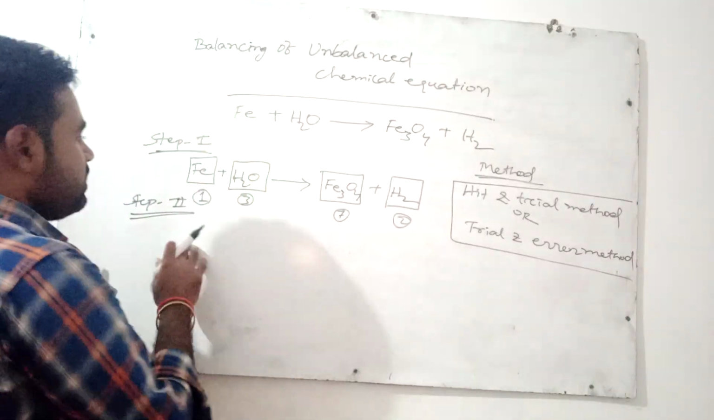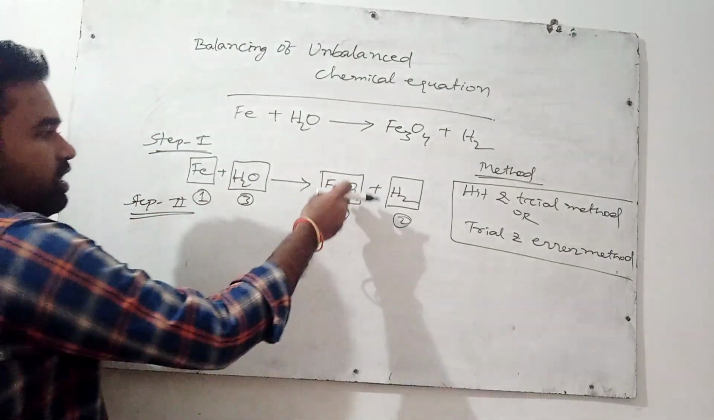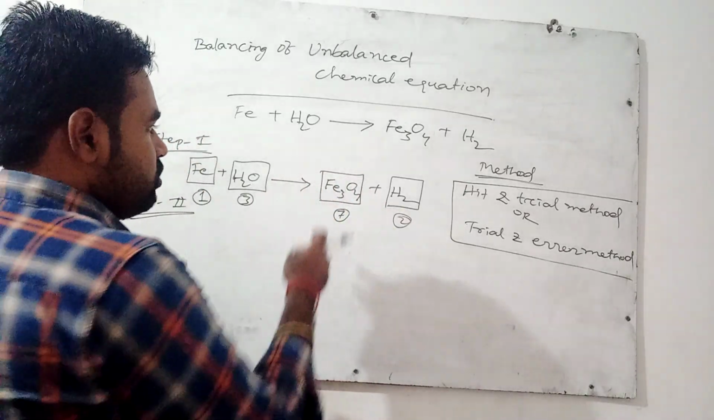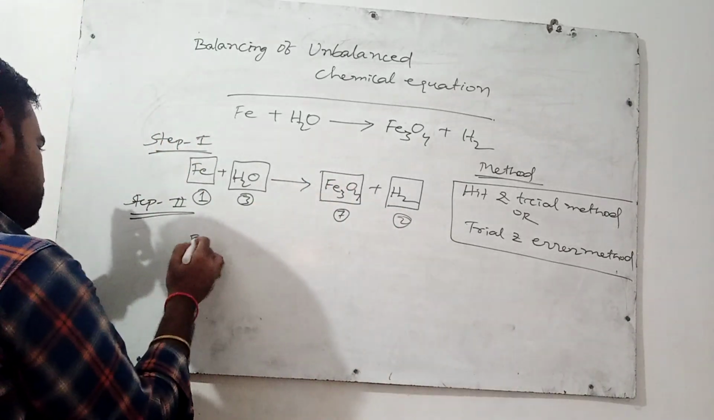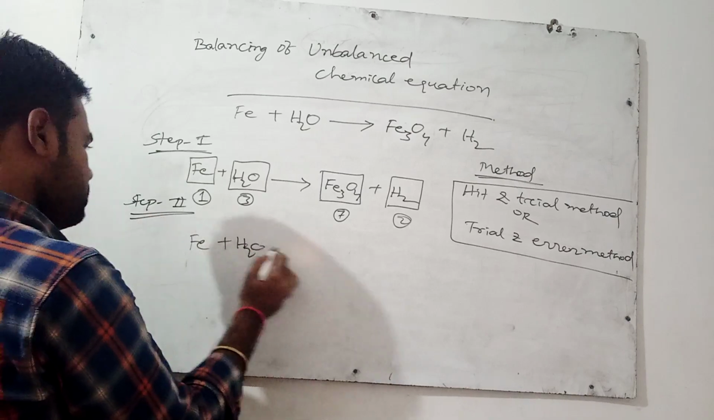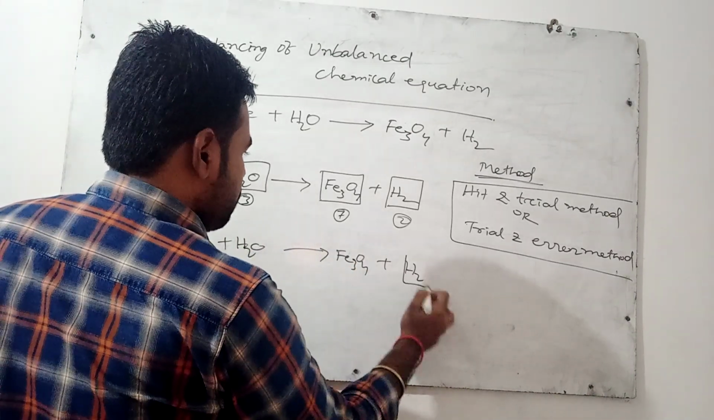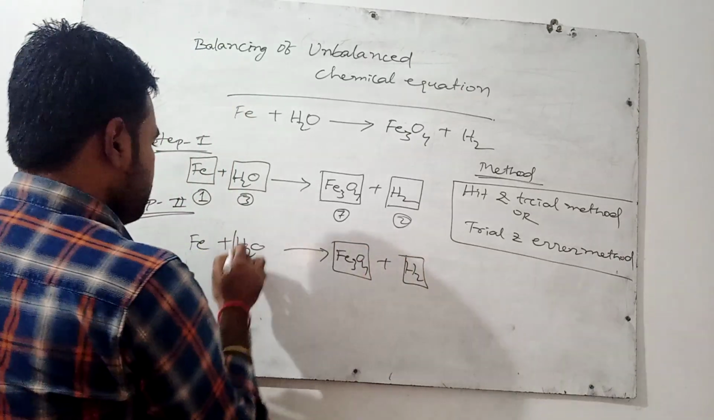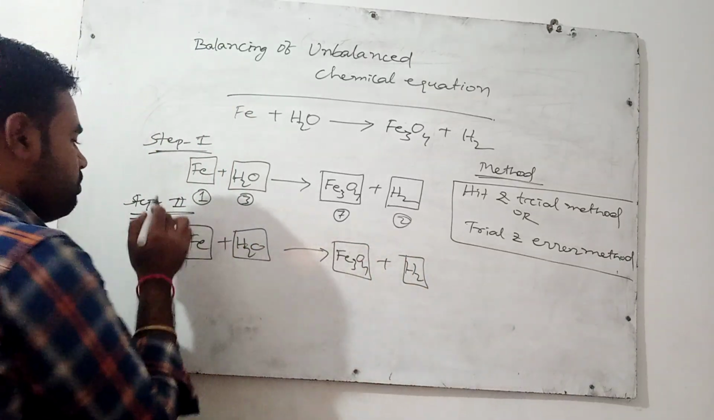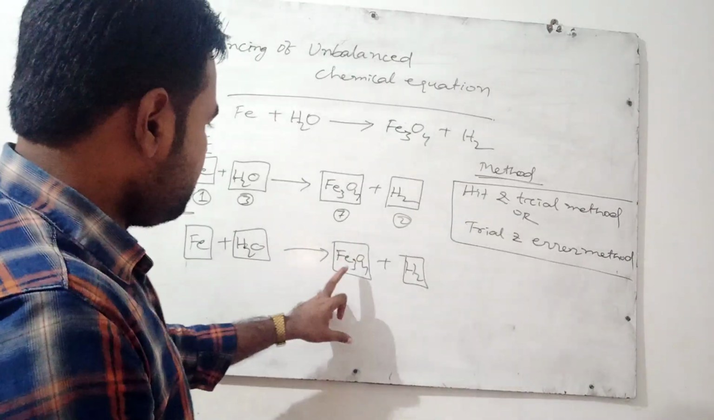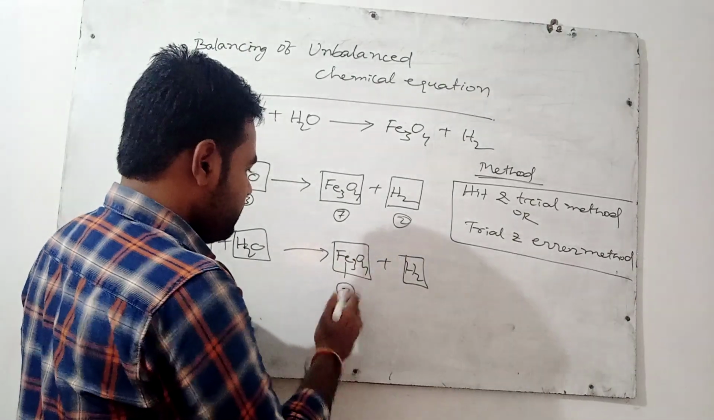So in step 2, as this formula contains the maximum number of atoms, we start the balancing from it. Here Fe is there, here H2O is there, here Fe3O4, here H2. Everywhere boxes are there. Now here how many Fe atoms are there? 3 Fe atoms.